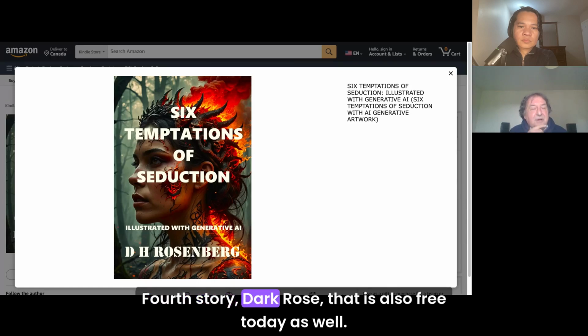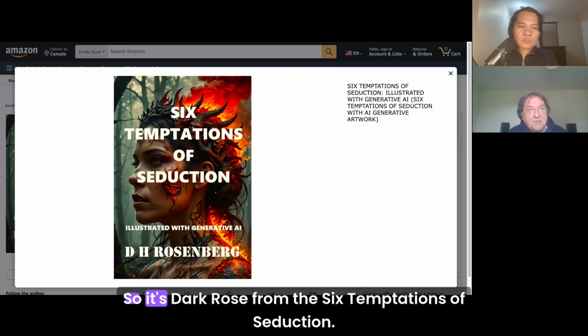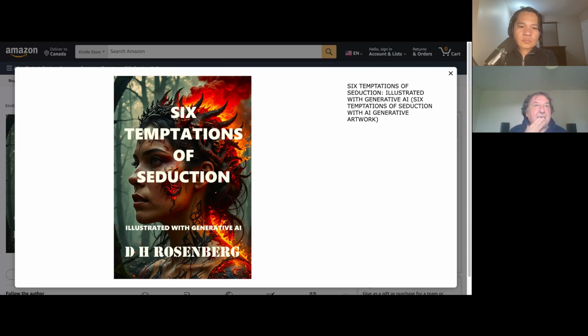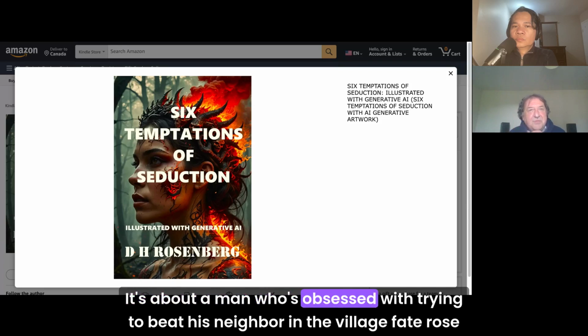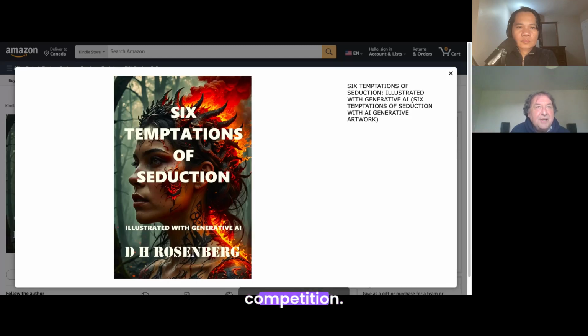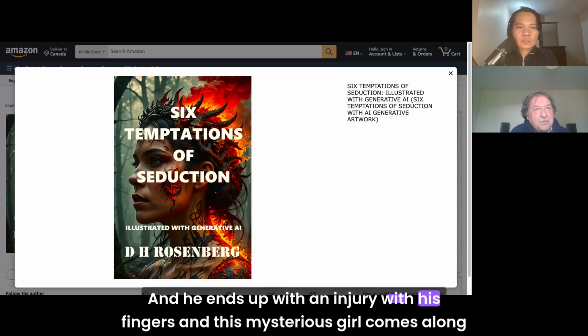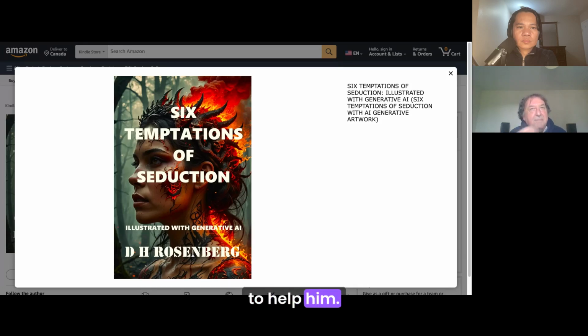Fourth story, Dark Rose, that is also free today as well. So it's Dark Rose from the 6 Temptations of Seduction. That is a bit of a ghost story. It's just set in an English village. It's about a man who's obsessed with trying to beat his neighbour in the village fete rose competition, and he ends up with an injury to his fingers, and this mysterious girl comes along to help him.